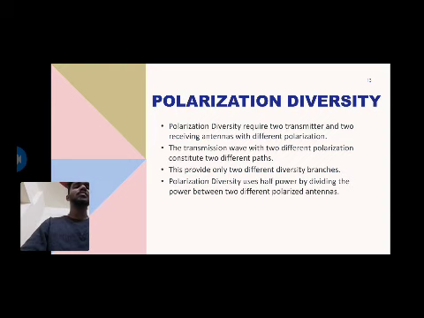Polarization diversity. Polarization diversity requires two transmitting and two receiving antennas with different polarization. The transmission wave with two different polarizations constitutes two different paths. This provides only two different diversity branches. Polarization diversity uses half power by dividing the power between two differently polarized antennas.